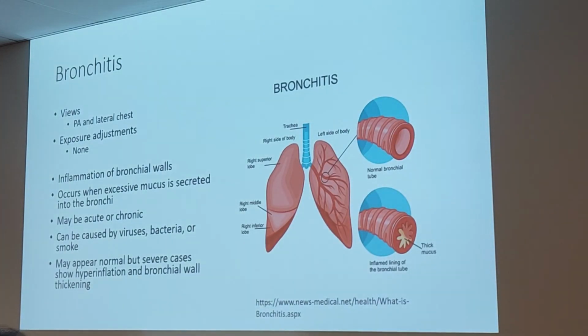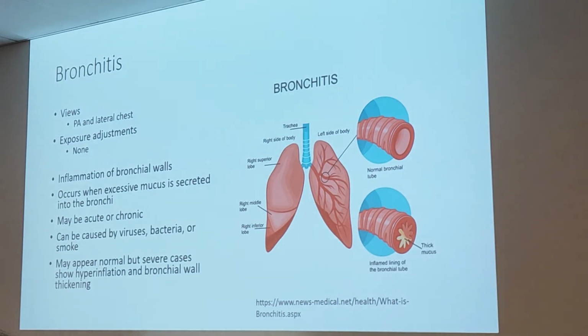All right, bronchitis, inflammation of the bronchi. Excessive mucus secreted into the bronchi irritates it, inflames it. It can be acute, right? Happens once and then goes away. It can be chronic, long-term, happens over and over and over again. Okay, what can cause this?